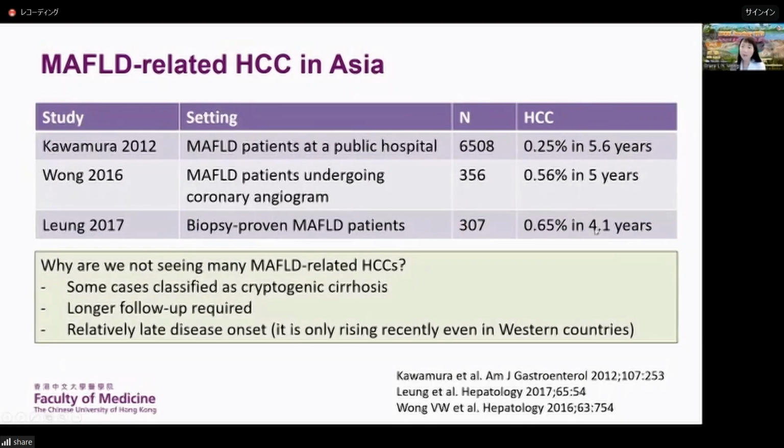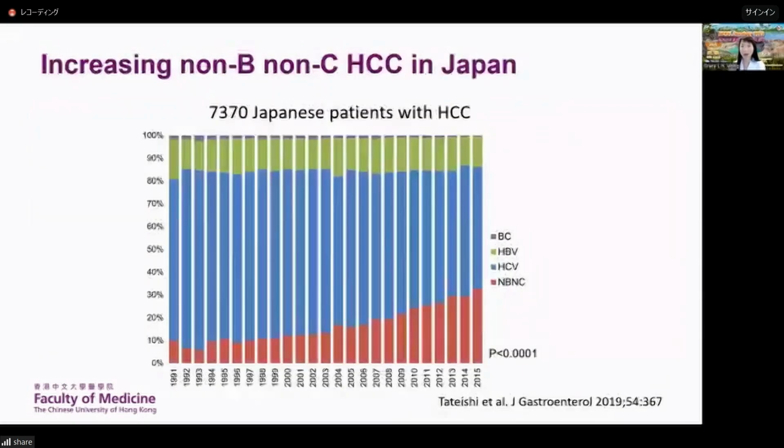Are we not seeing many MAFLD-related cases? I think one issue is that quite often we may not be 100% sure whether the patient has MAFLD or not, because they are already at the stage of cirrhosis, so we label them as cryptogenic cirrhosis. Also, we need longer follow-up to observe, and the disease onset is relatively late. It is not rising recently in the Western countries.